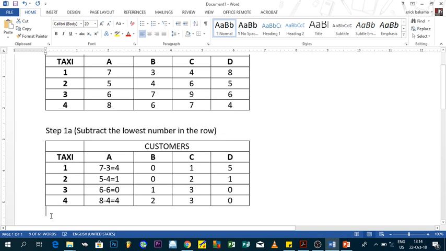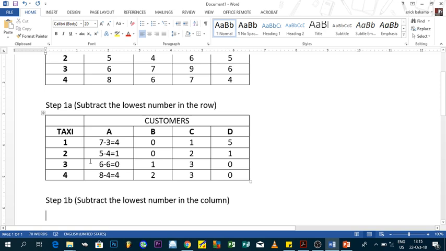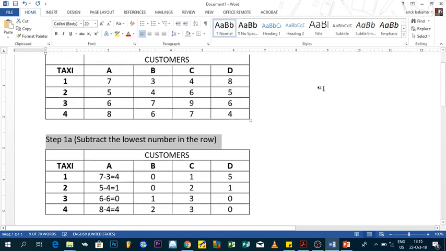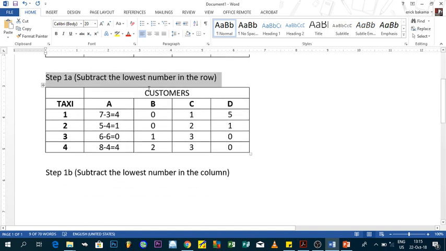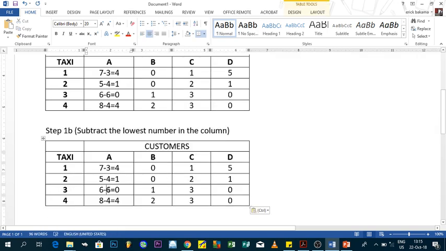So we go to the next step, which we'll call step 1b. Here we subtract the smallest number, not in the row in this case, but in the column. We do it based on the new table that is coming from step 1a. Don't make the mistake of going back to the initial table. We're not using the initial table anymore. So we use this table here. We copy it and paste it. Then I'm going to erase all the values that are here so that we can understand. So these are the values of the new table we got from step 1a.